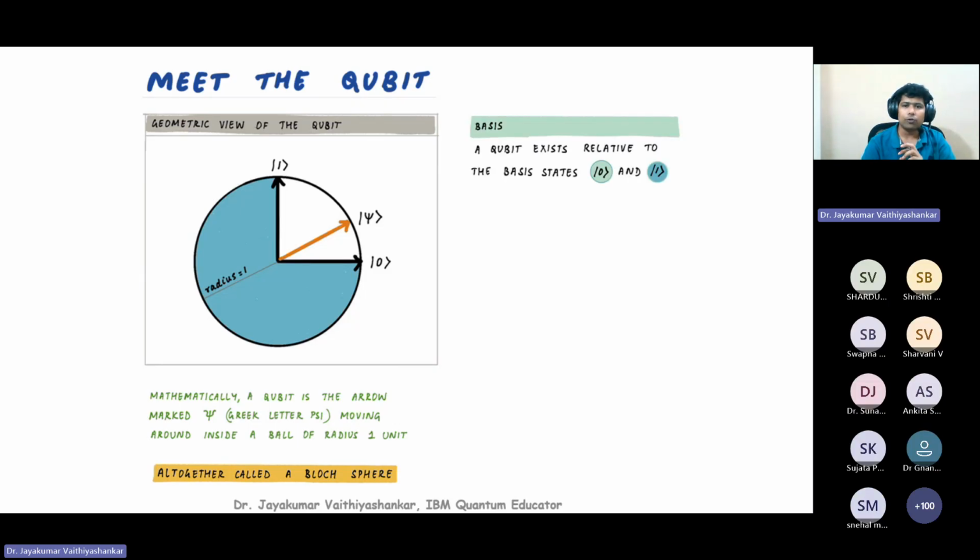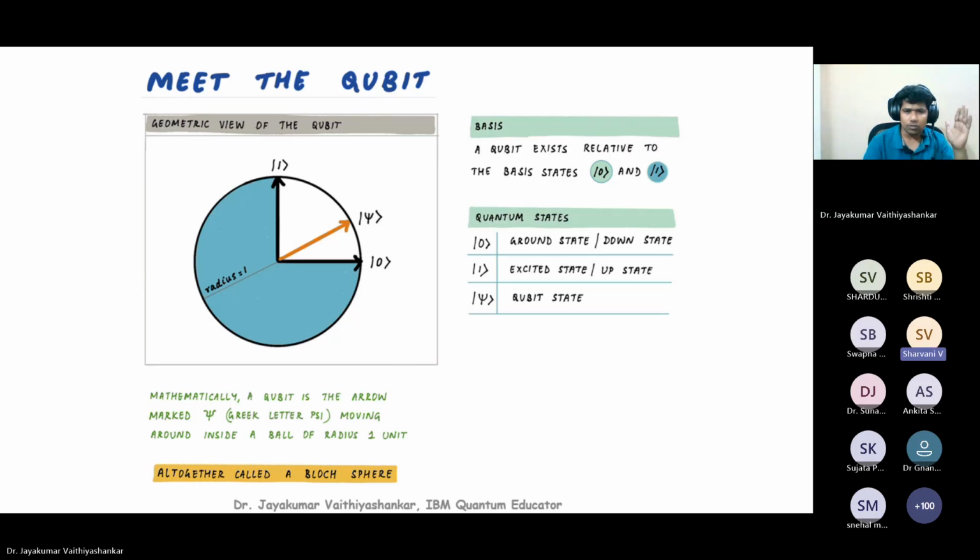A quantum bit contains two basis states, like the x-axis and y-axis in a graph. It contains state 0 and state 1. Psi is called the superposition state. Now it is in superposition, in between state 0 and state 1.